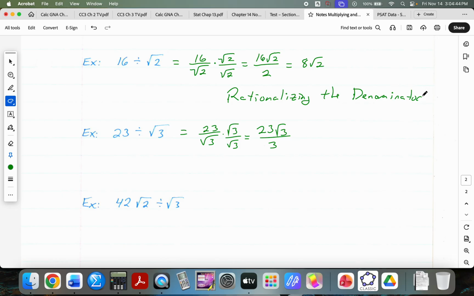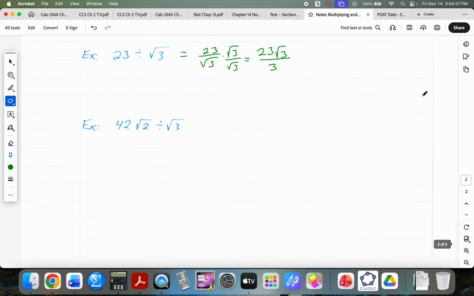All right, we're going to do 2 more. And yes, I know, you only see 1 on there. We're going to add 1 more. So this is 42 square roots of 2 over the square root of 3. Don't let the square root of 2 in the numerator bother you. We're still trying to get rid of the square root of 3 on bottom. So we're going to multiply by the square root of 3 over the square root of 3.